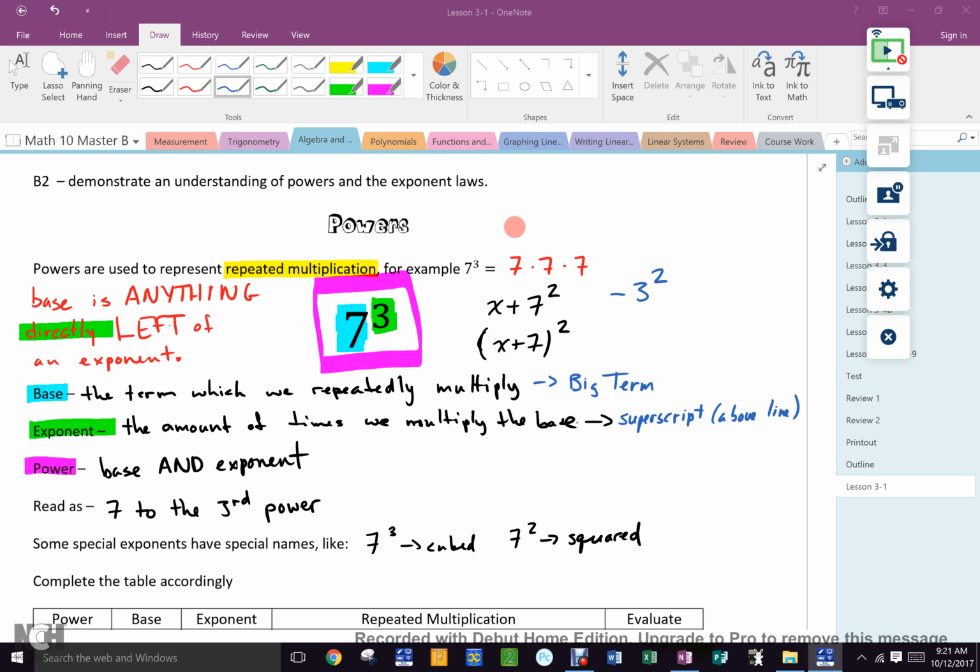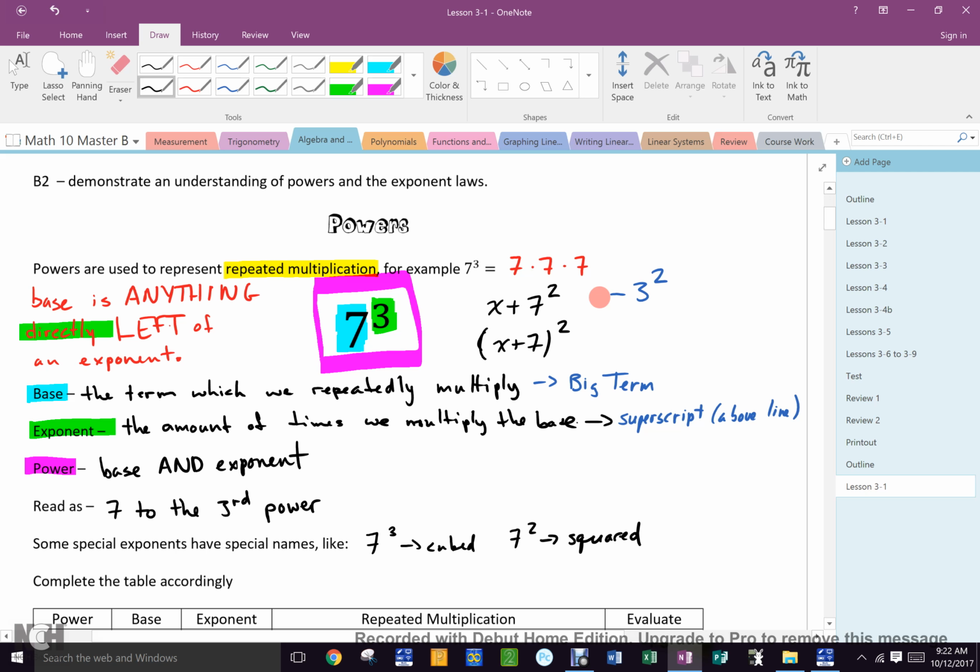Okay, Connor says the base is negative 3. Does everyone agree? Okay, you're all wrong. What's the base? 3. Why? Because what did I write over here? The base is what is directly left of the exponent, yes? Is that negative directly left of the exponent? No. What's the only thing directly left of the exponent? 3.